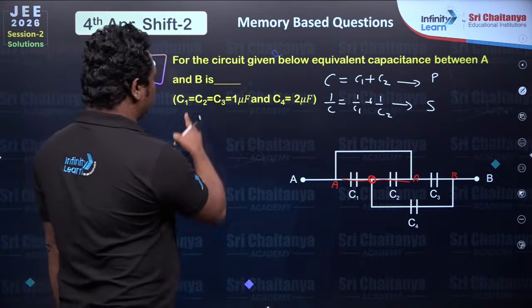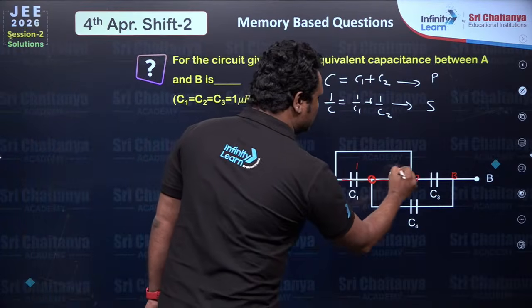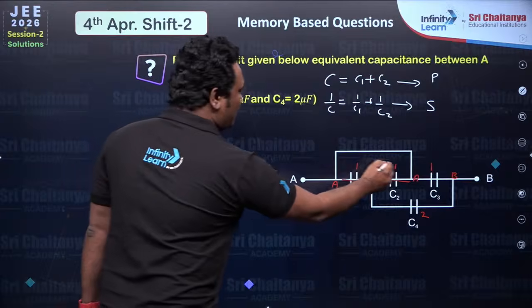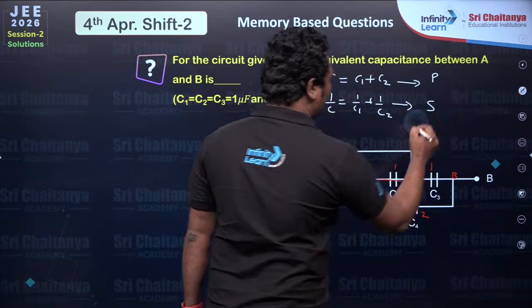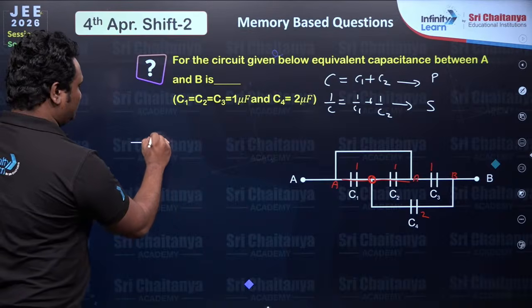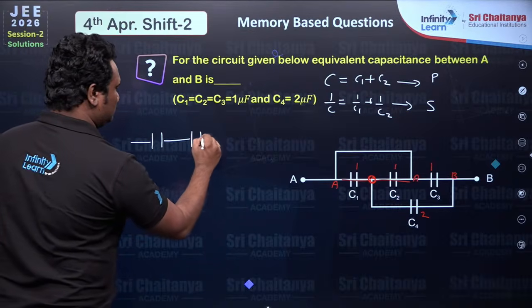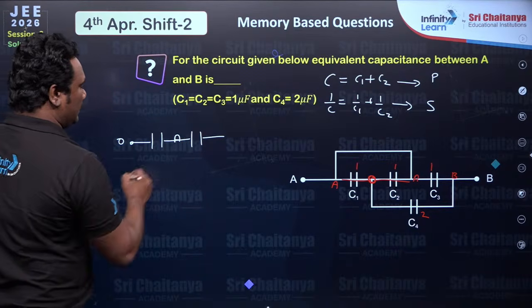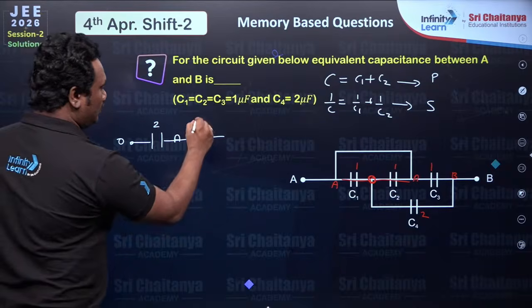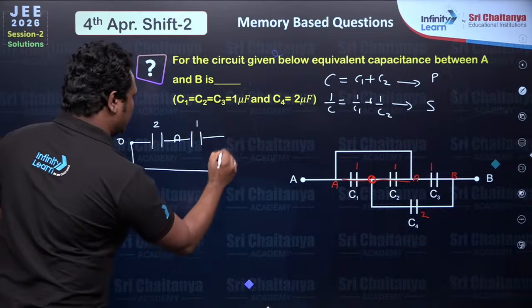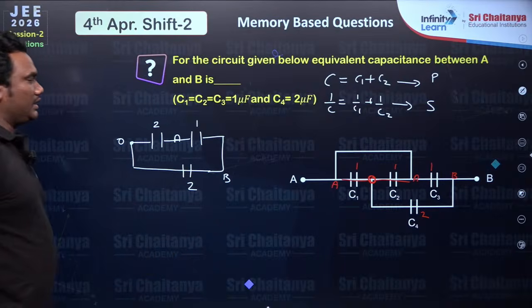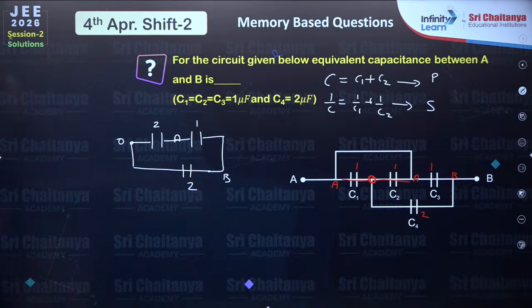So what are the values of C1, C2, C3? This is 1, this is 1, this is 1, and this is 2. So both are parallel means C1 plus C2, so 1 plus 1 will become 2. If I redraw the circuit, this point is our O, this was A, this is 1 plus 1 which became 2, this is already 1. Now this is your point B with one capacitor here with 2 microfarads. So this is the next step of the diagram.